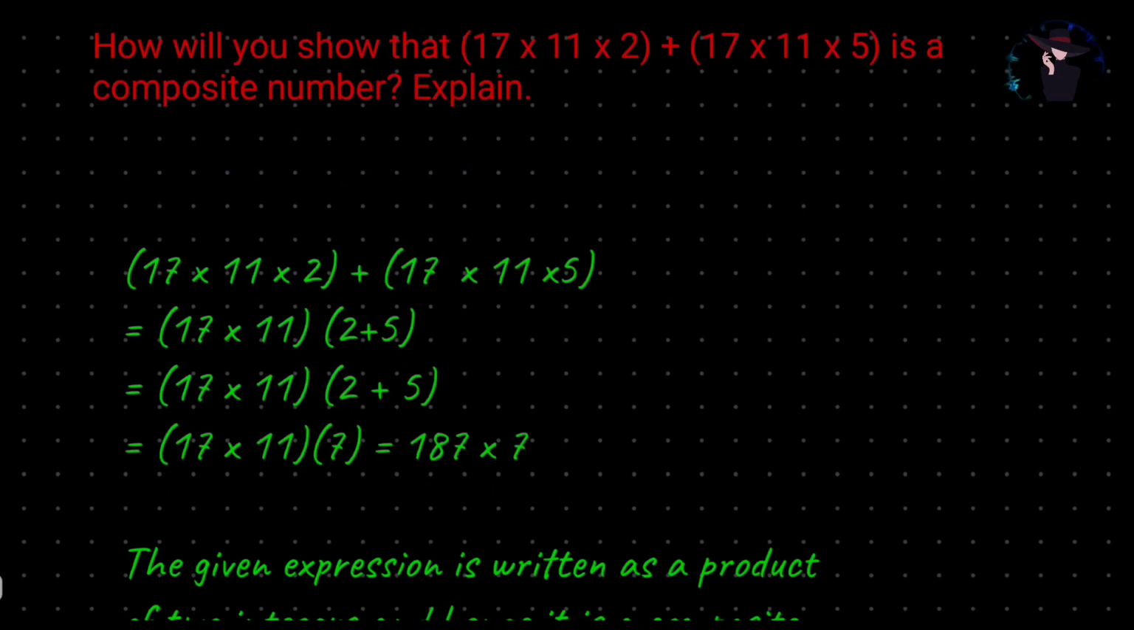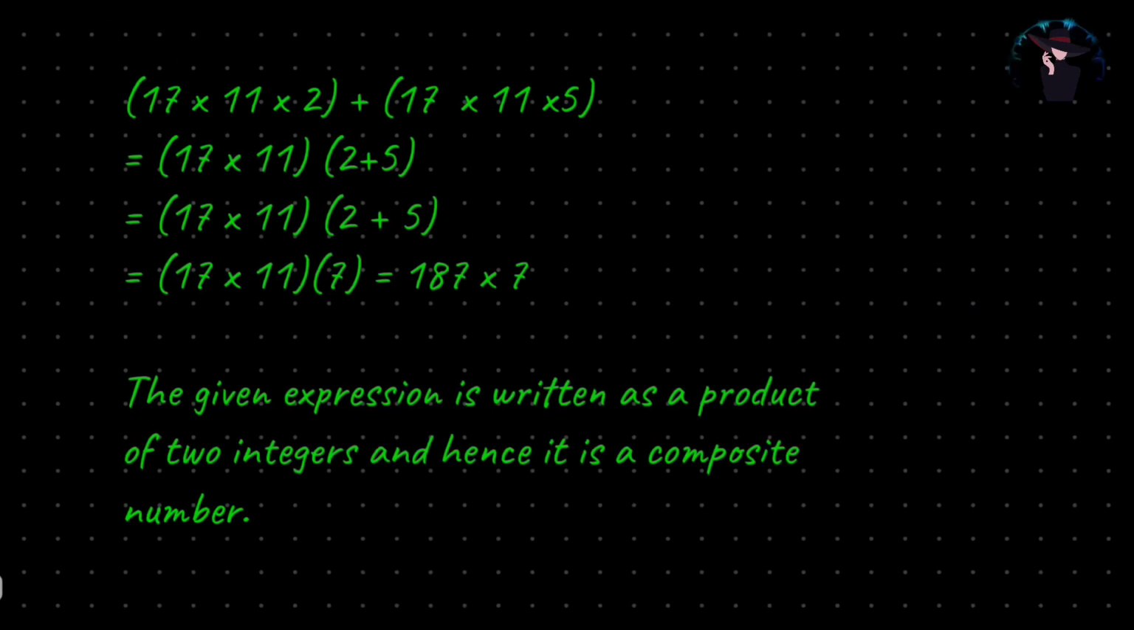So the next question is, how will you show that 17 into 11 into 2 plus 17 into 11 into 5 is a composite number? Just as the previous question, it is quite similar. Let's look at the solution. What we have, 17 into 11 into 2 is the one number. Another number is 17 into 11 into 5. So we have 17 into 11 here, 17 into 11 here, on both sides of the plus. Let me just underline it. 17 into 11, 17 into 11.